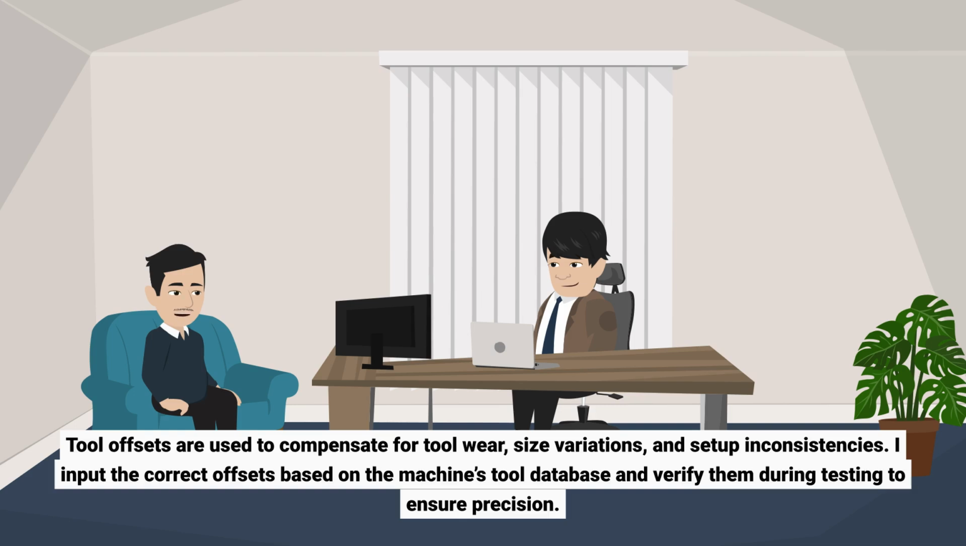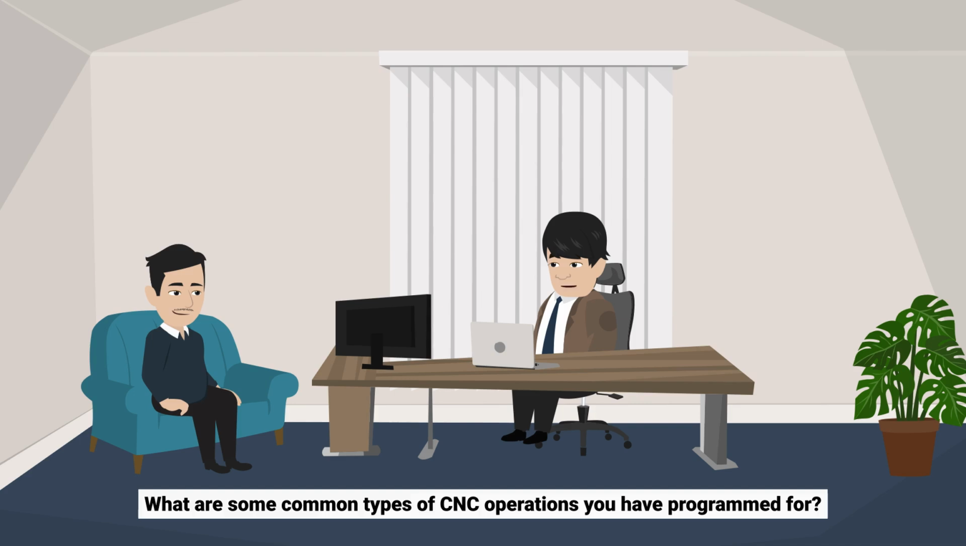Tool offsets are used to compensate for tool wear, size variations, and setup inconsistencies. I input the correct offsets based on the machine's tool database and verify them during testing to ensure precision. What are some common types of CNC operations you have programmed for?